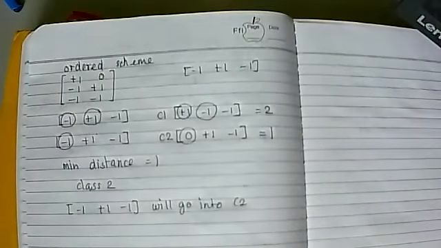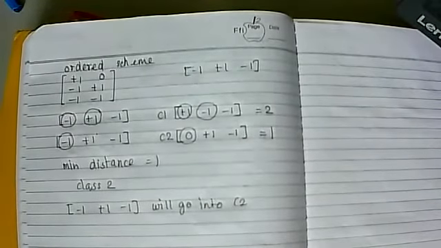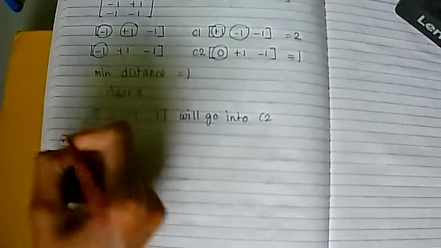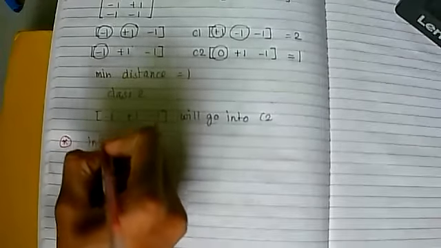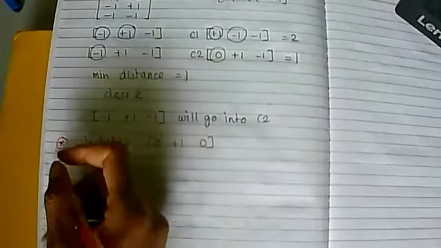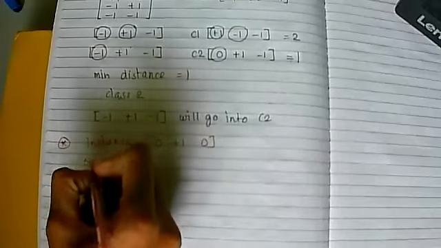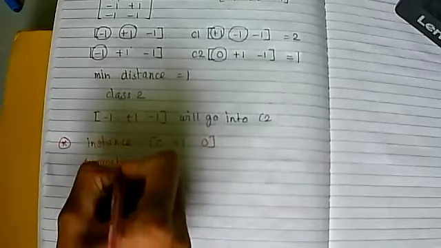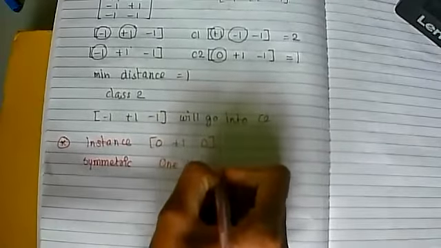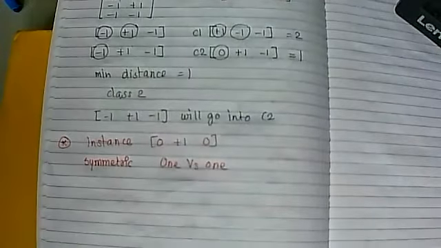Okay. Now you have to solve the example for this one. Write this down: the instance is 0 +1 0 and the scheme is symmetric, 1 versus 1.